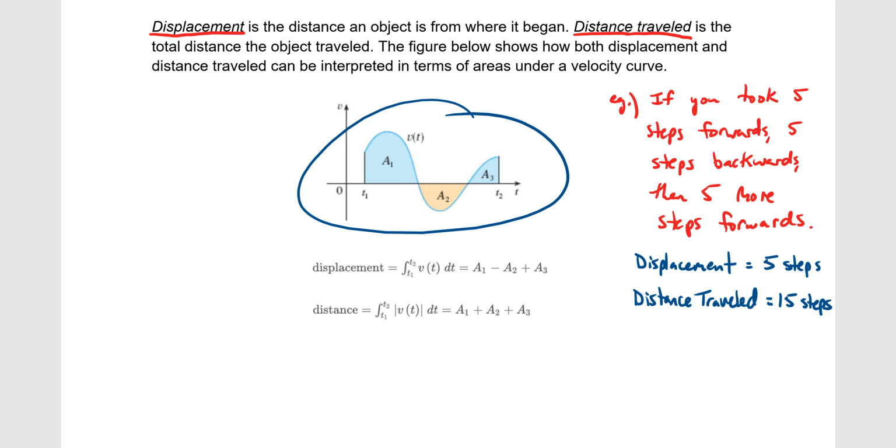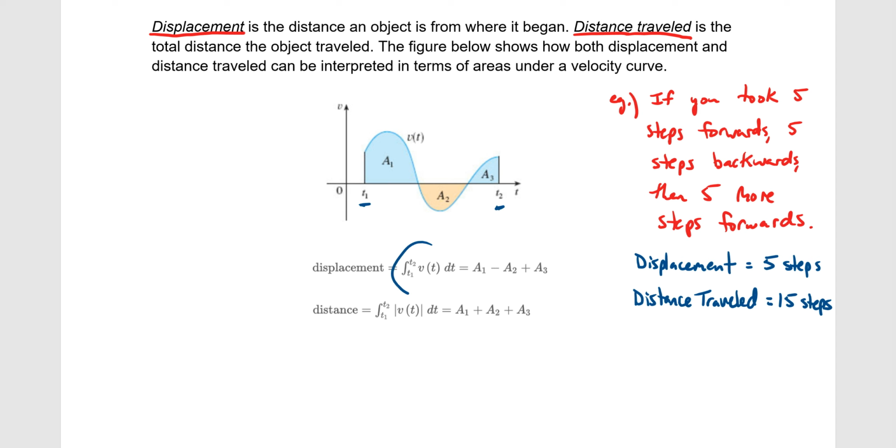Say we have this curve and the area here is positive, area here is negative, area here is positive. If we just took the integral of this function from t1 to t2, that will give us displacement. So just taking the integral will give us displacement. Notice how it's going to be, first one's positive, then negative, then positive. So displacement is just taking the integral.